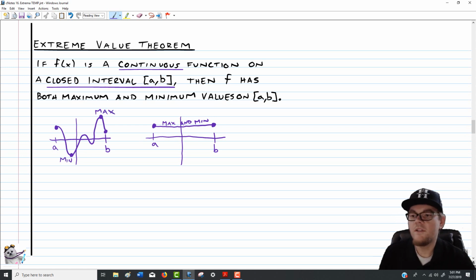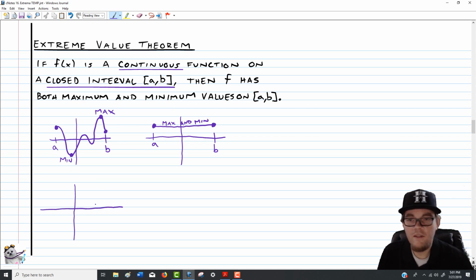So now we've seen what it looks like with a continuous function on a closed interval. You might be wondering if that continuity is really required. Let's take a look at this situation.